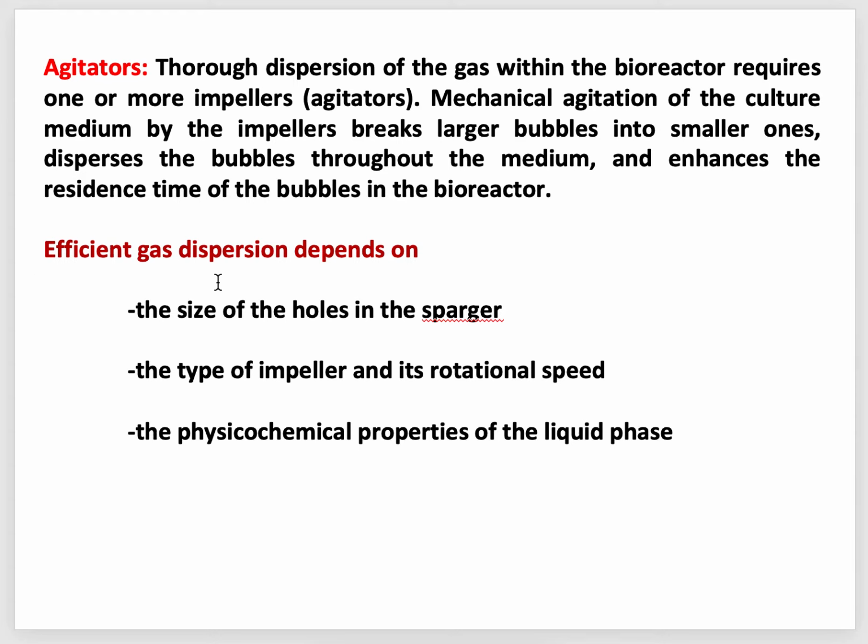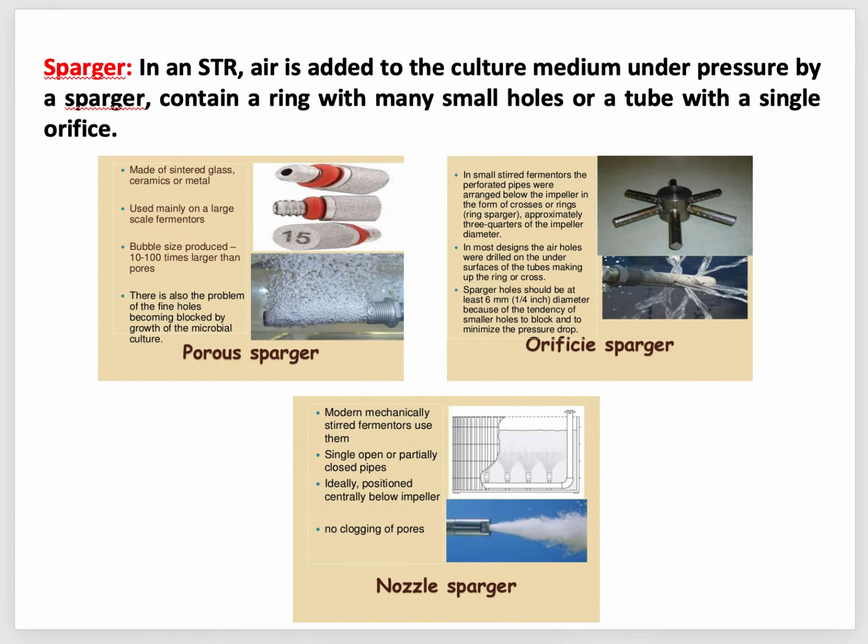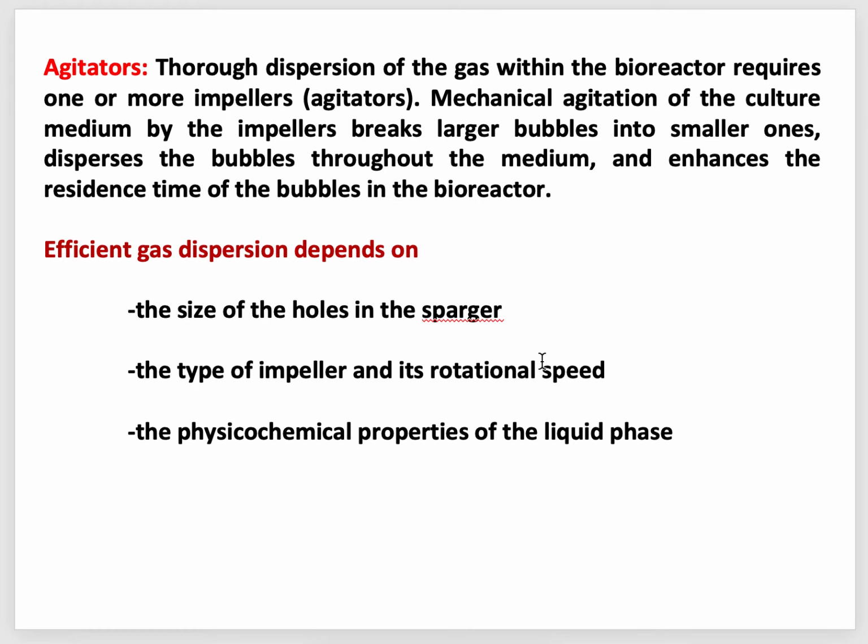Anyway, efficient gas dispersion depends on several factors like the size of the holes in the sparger, the type of impeller and its rotational speed. The design of the impeller can vary greatly. Actually, there are several different designs of impellers, and different designs have different functionality; the mechanism of their work is different. And also the physicochemical properties of the liquid phase.